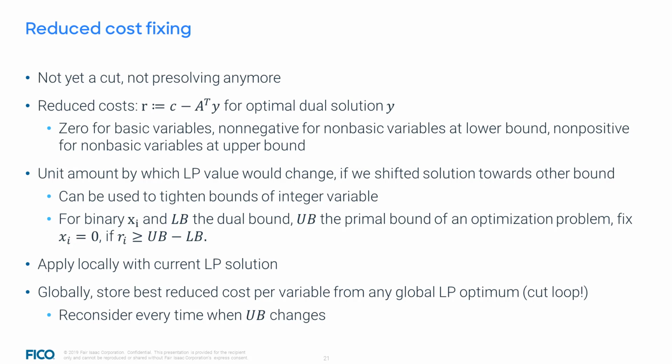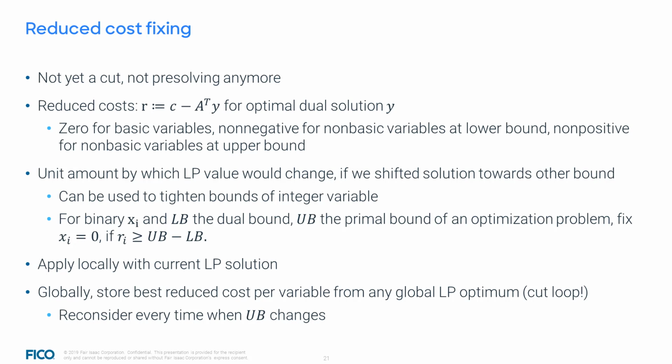By definition, the reduced costs tell the unit amount by which the LP value would change if the solution was shifted towards the other bound, away from the bound that this non-basic variable currently sits at. If there is a dual bound on the MIP objective coming from the LP and a primal bound, for example, from a heuristic solution, we can use this to tighten the bounds of integer variables. In particular, a binary x_i which is 0 in the current solution can be permanently fixed to 0 when the reduced costs are larger than the difference of the primal and dual bound of the problem.